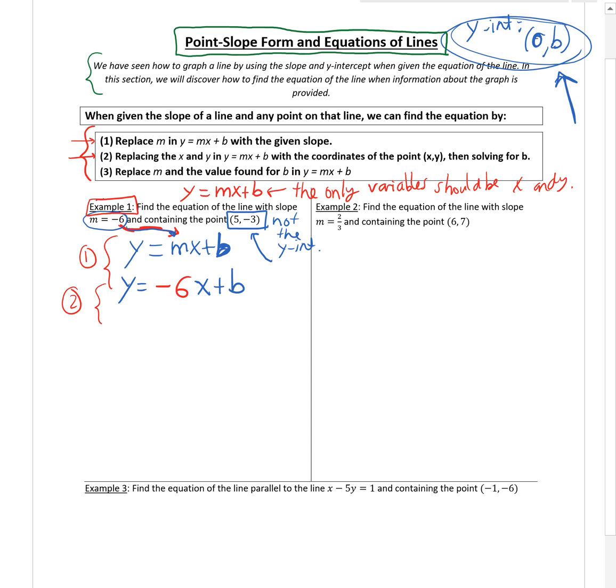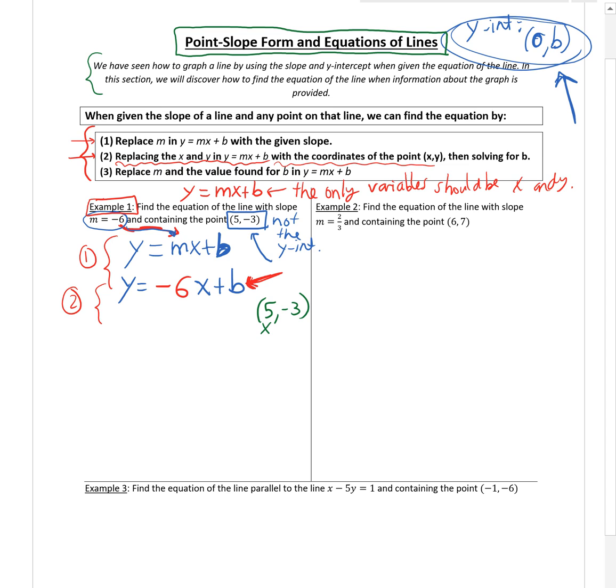Okay, so the next step, maybe I'll label that was step 1. Step 2 says you want to replace the x and the y in y = mx + b. So we're going to replace this x and this y here with the coordinates of the point (x, y). Remember they gave us a point here. They gave us (5, -3). And of course, a point, that's an x value.